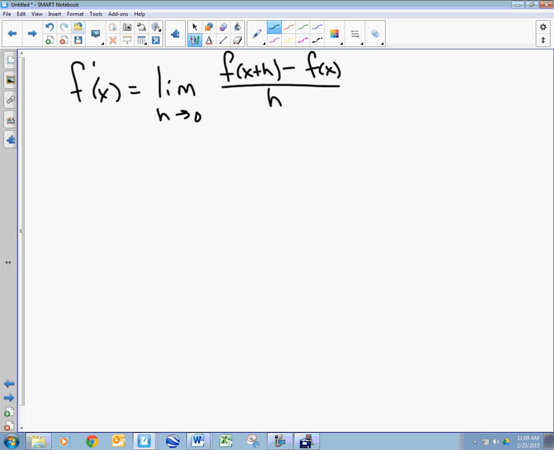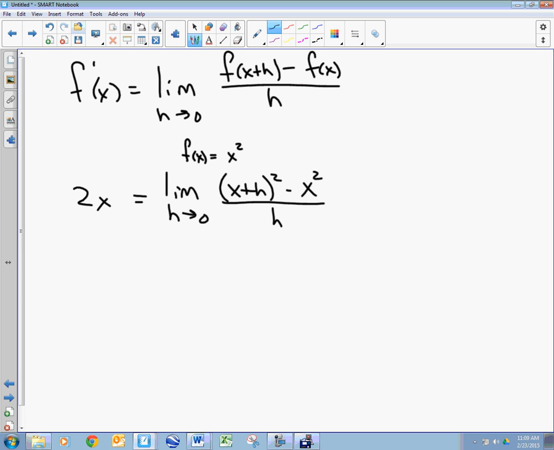Now, I've got something very important to show to you, okay? Suppose that my function is equal to x squared. Then I would have the limit as h goes to 0 of (x plus h) squared minus x squared all over h. What will the result be? 2x. You're going to get the derivative of the function, correct?